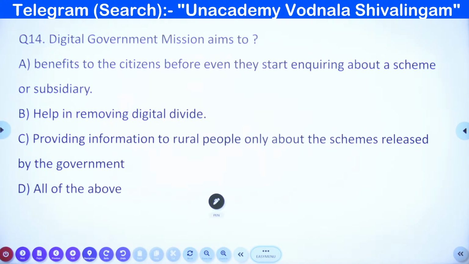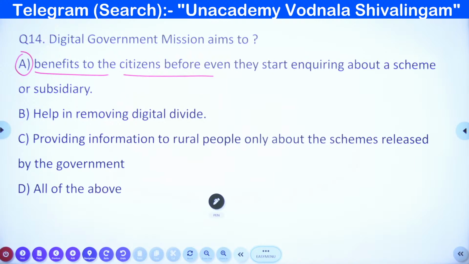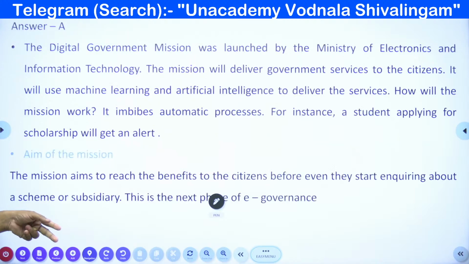Digital government mission aims to. Option A is the given answer. It aims to deliver benefits to citizens before they even start inquiring about a scheme or a subsidy.